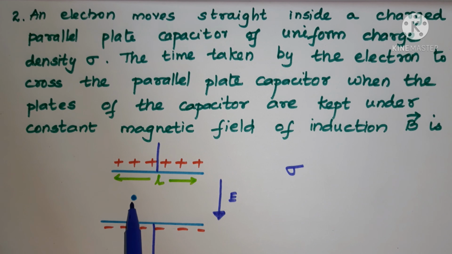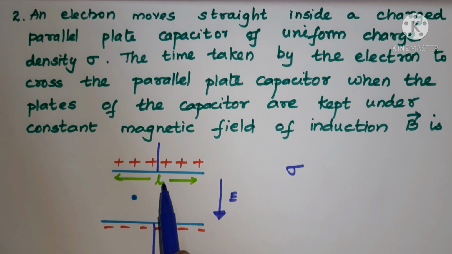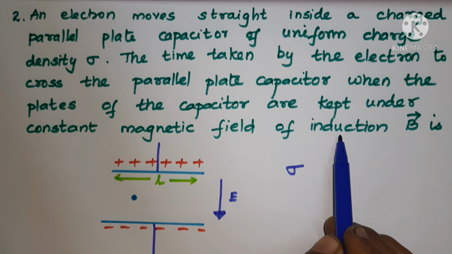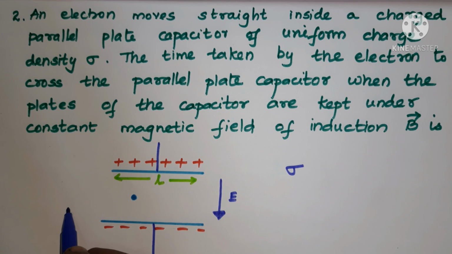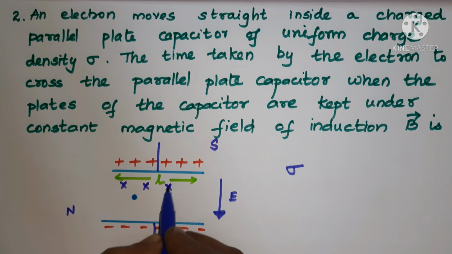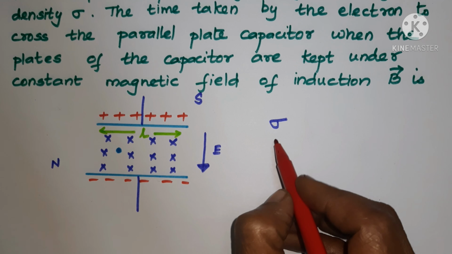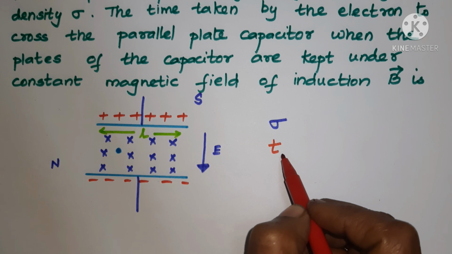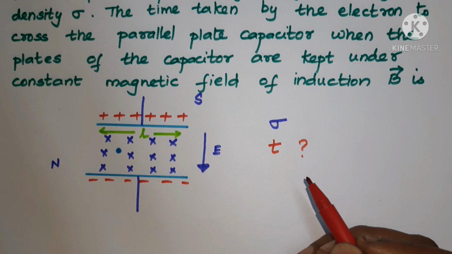An electron moves straight inside the charged parallel plate capacitor, and this is also subjected to a uniform magnetic field of induction B. So, this is a north pole and south pole. So this is a uniform magnetic field kept here. The time taken by the electron to cross the parallel plate capacitor is asked.